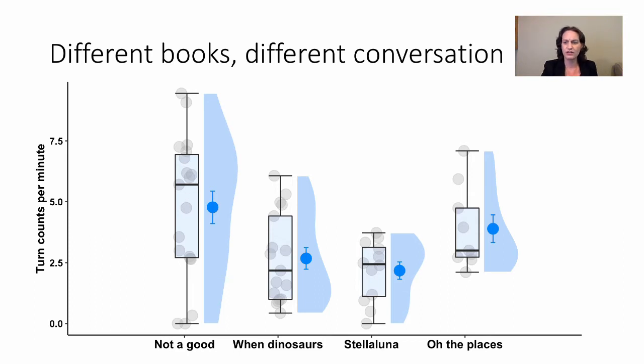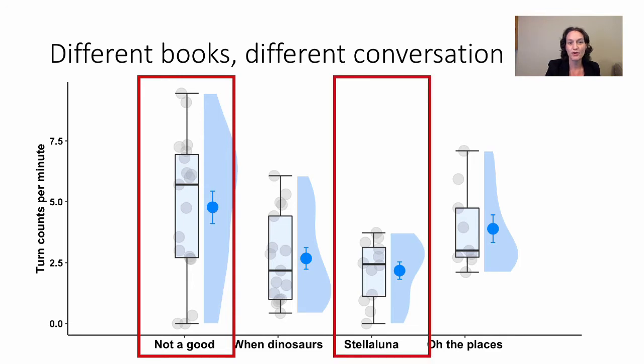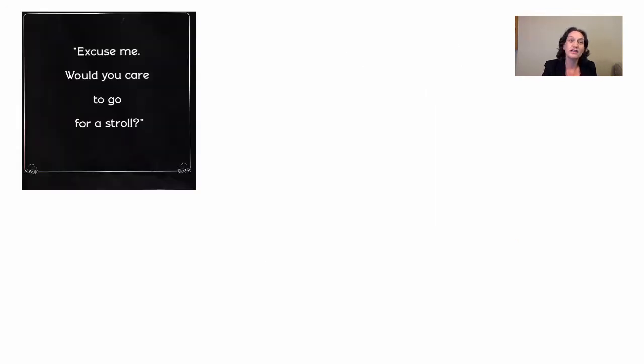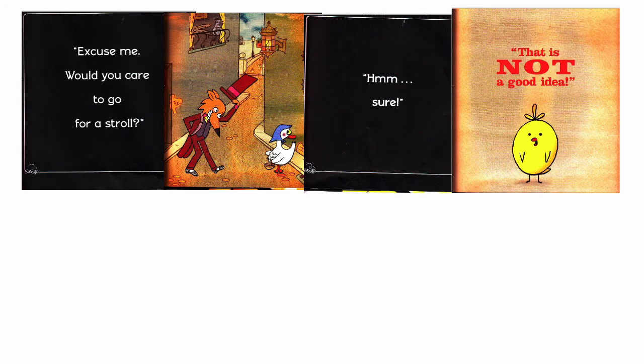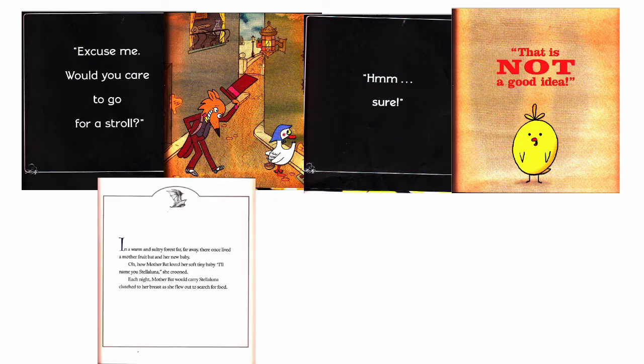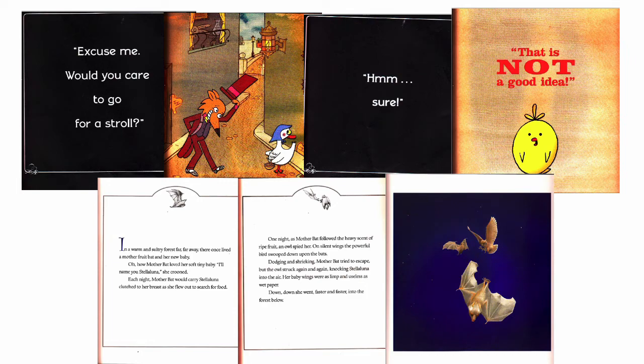And so I'm going to just remind you what these books look like. I'll show you Not a Good Idea, which had the most turns, and Stella Luna, which had the fewest. So again, this is what Not a Good Idea looked like. Lots of pages with small amounts of text interspersed with interesting pictures. And Stella Luna really was a lot of text. It's a complex narrative story interspersed with these sorts of pictures every couple pages.